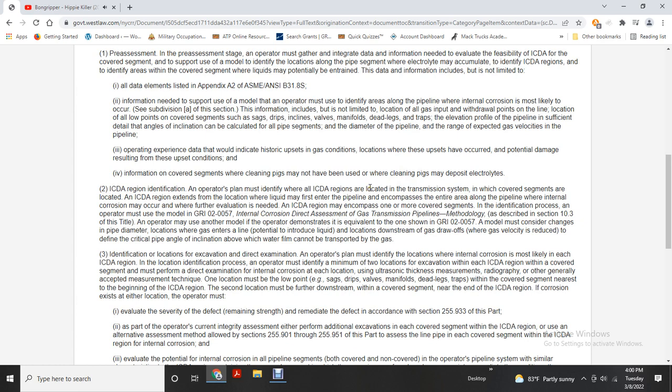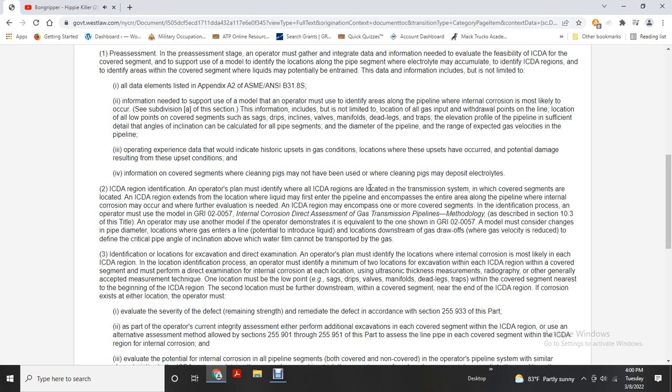Internal corrosion direct assessment region identification. The operator must identify the internal corrosion direct assessment regions located within the transmission line covered segments. The internal corrosion direct assessment region extends from the location where liquid may first enter the pipeline and encompasses the entire area along the pipeline where internal corrosion may occur and needs further evaluation. An internal corrosion direct assessment region may encompass more than one covered segment.